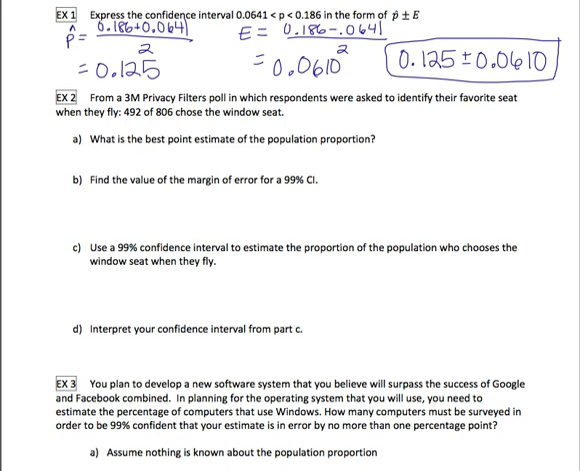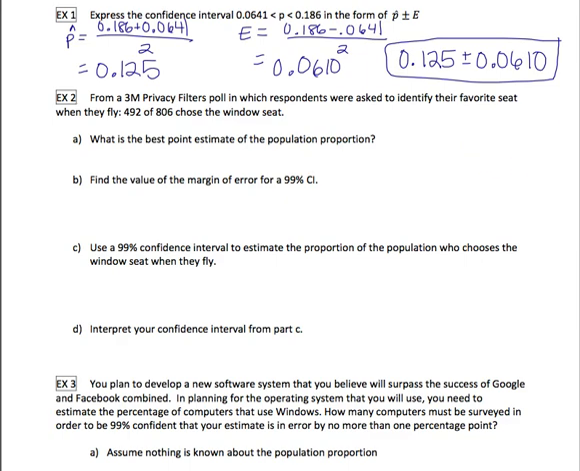All right. Example 2. From a 3M privacy filters poll in which respondents were asked to identify their favorite seat when they fly, 492 of 806 chose the window seat. So that's our background information, and it asks us here for several things. So part A, what is the best point estimate of the population proportion?